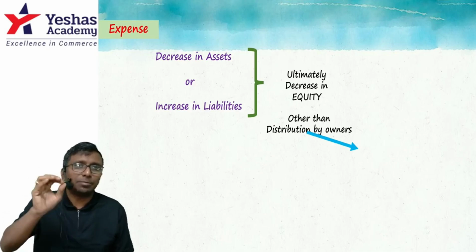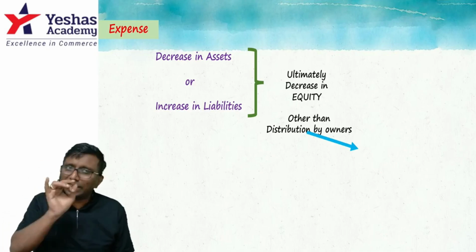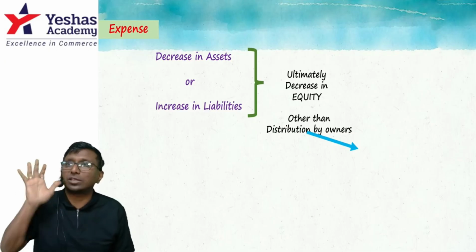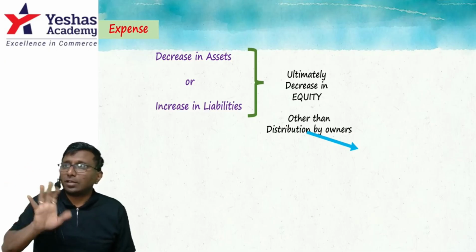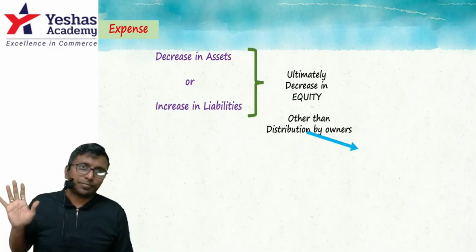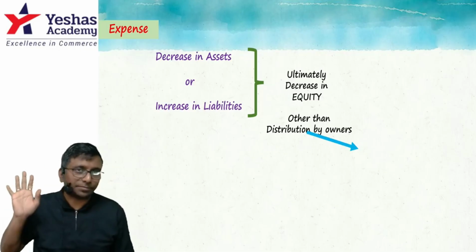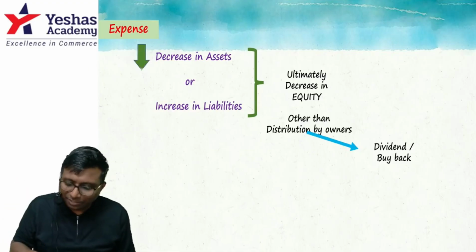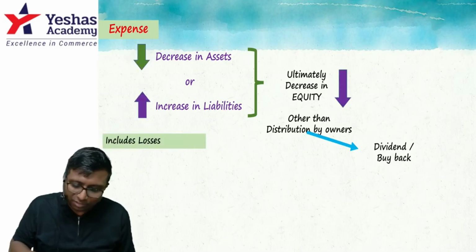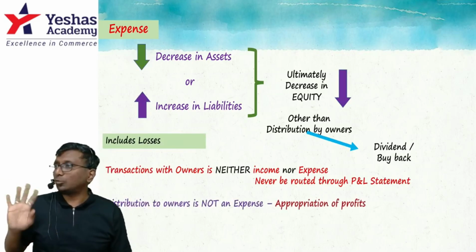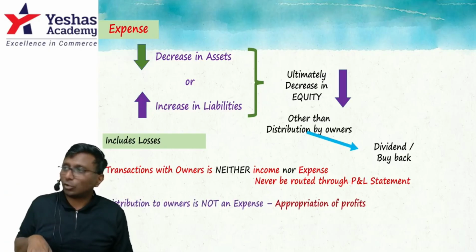Again, remember one word all the time: any transaction with respect to owners. A transaction with the owner will not touch the profit and loss statement. Is it clear? What did I say? Any transaction with owner will not touch the profit and loss statement. That much you remember. It will not come to the profit and loss statement. Hope you understand.